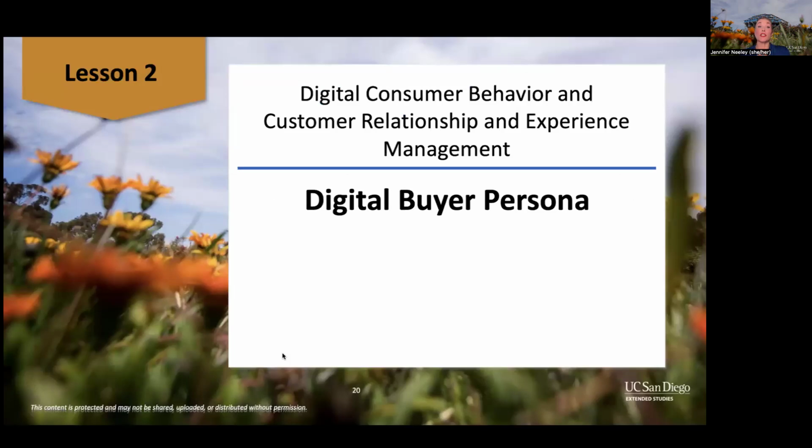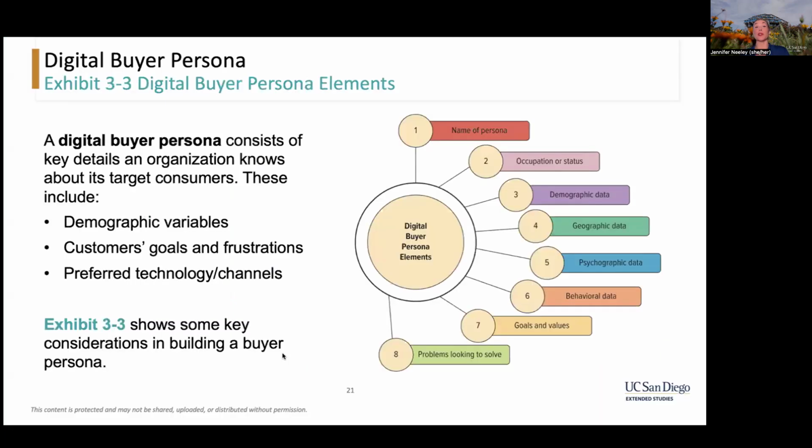So continuing on with digital consumer behavior and customer relationship and experience management, let's look at digital buyer persona. Now, personas are really exciting because we get into a bit of the psychology here. So Exhibit 3-3 is in your textbook, but we see it here. Buyer persona elements. A digital buyer persona consists of key details an organization knows about its target consumers. These include demographic variables, customers' goals and frustrations, preferred technologies, and channels.